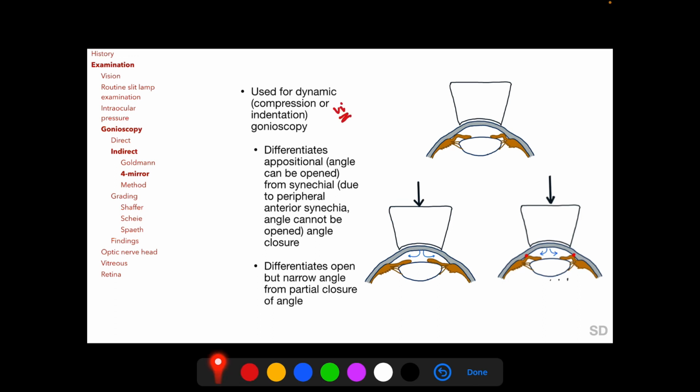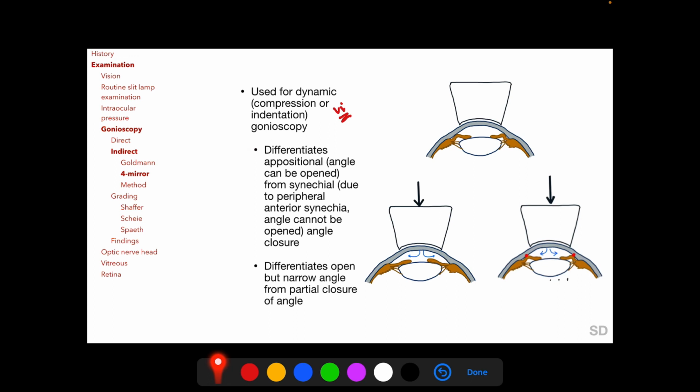Dynamic gonioscopy can be done only with the 4-mirror gonio lenses because, as we have discussed, when we push these 4-mirror gonio lenses towards the eye, these gonio lenses press on the cornea, displacing the aqueous, tending to open the anterior chamber angle. Dynamic gonioscopy cannot be done with the Goldmann lens because on pushing the Goldmann lens towards the eye, the Goldmann lens presses on the sclera and does not displace the aqueous.